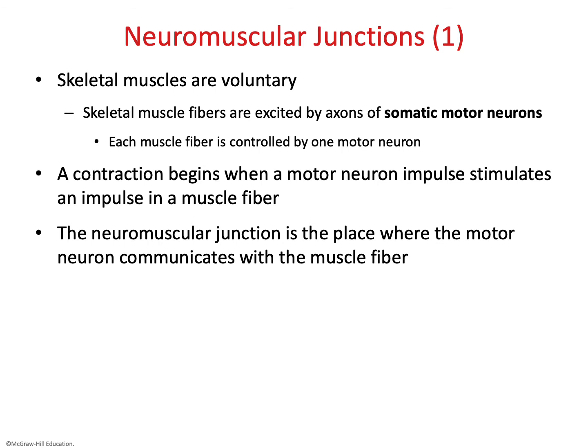Neuromuscular junction is more physiology that you'll learn, but it's the junction where a motor neuron impulse stimulates an impulse in a muscle fiber. You remember that skeletal muscles are voluntary, so your somatic motor neurons control the actions of your muscle fibers. The contraction begins when a motor neuron impulse stimulates the muscle fiber, and the neuromuscular junction is the place where the motor neuron communicates with the muscle fiber.